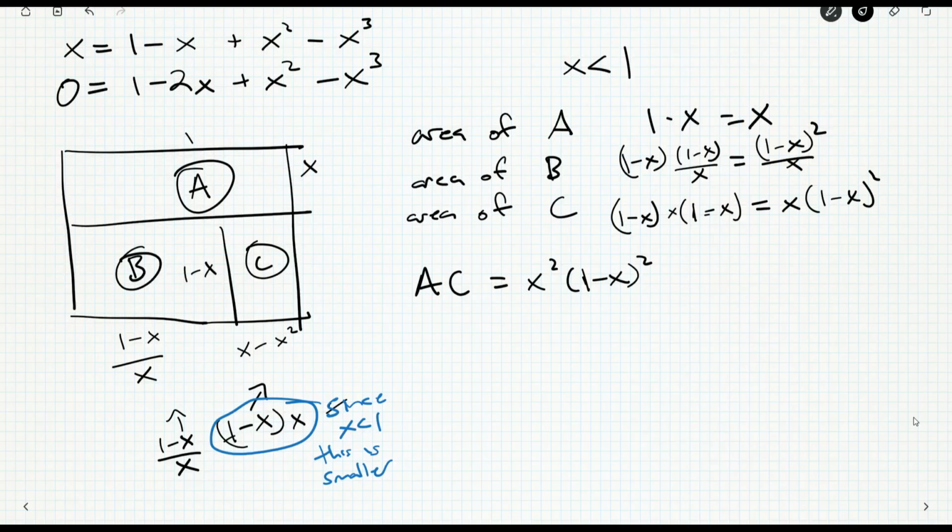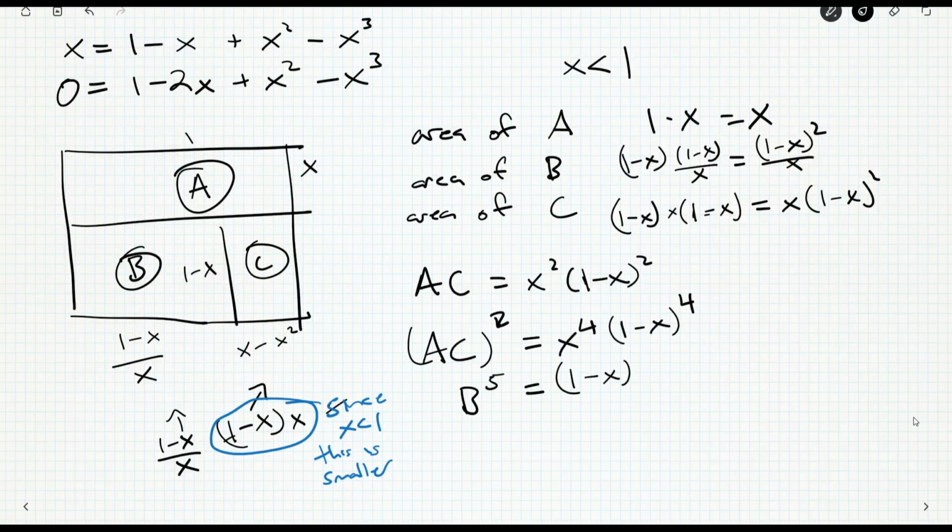And B is the same thing, but with, well, very similar, but over x. So we want AC squared. Well, that's going to be x to the 4 times (1 minus x) to the 4. And B to the 5 is (1 minus x) to the 10 all over x to the 5. We want to show that this is somehow true.